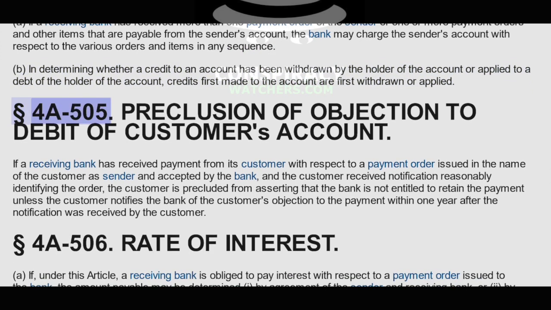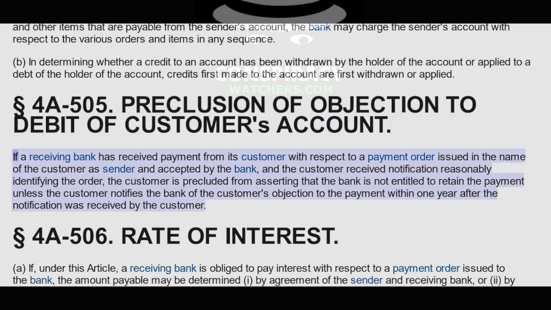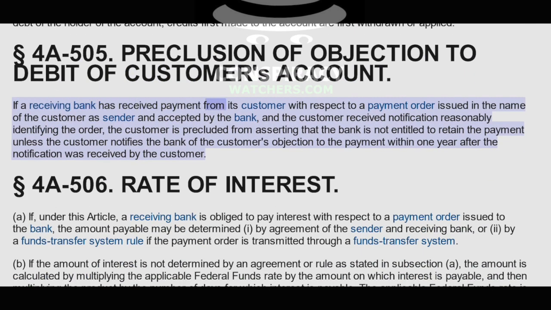Section 4A505. Preclusion of objection to debit of customer's account. If a receiving bank has received payment from its customer with respect to a payment order issued in the name of the customer as sender and accepted by the bank, and the customer received notification reasonably identifying the order, the customer is precluded from asserting that the bank is not entitled to retain the payment unless the customer notifies the bank of the customer's objection to the payment within 1 year after the notification was received by the customer.